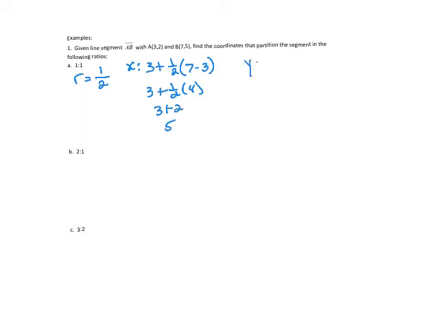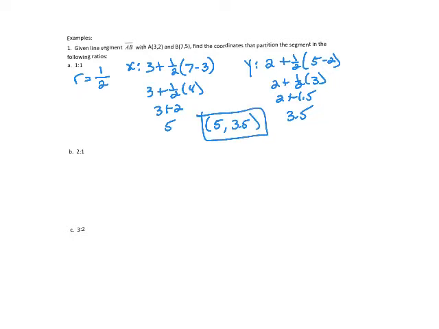We do the same thing for the y. I start with 2, and to that I'm going to add half the total y distance, which is 5 minus 2. So that's 2 plus 1/2 of 3. That's 2 plus 1.5, so that's 3.5. So my answer is (5, 3.5). That's the coordinate that divides that line segment into a ratio of 1 to 1.